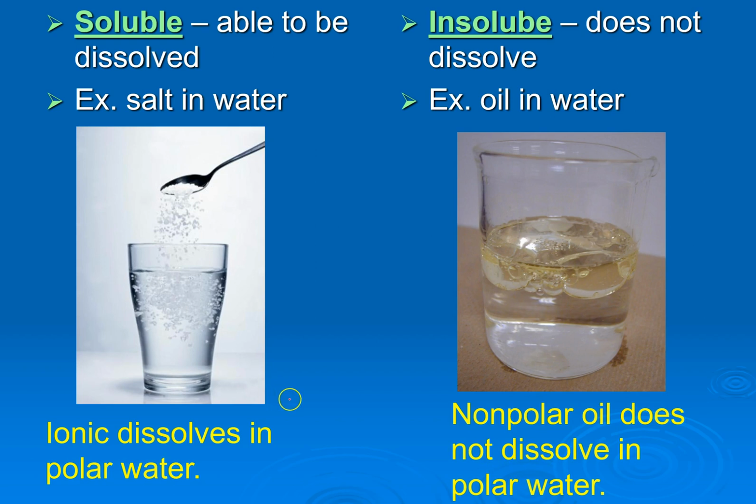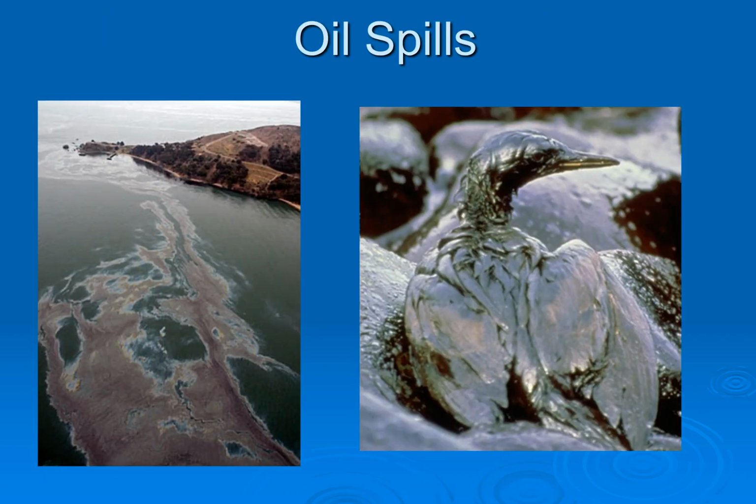So like dissolves like is our big key. Like dissolves like is our major rule for solubility. So this is why oil spills are a big deal. If you were to have oil spilt in the ocean, that's why the oil sits on top of the water the way that it does.